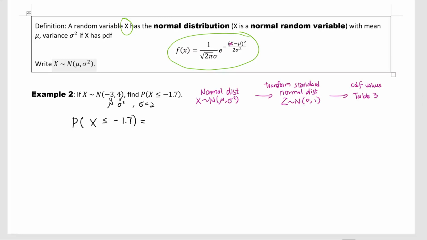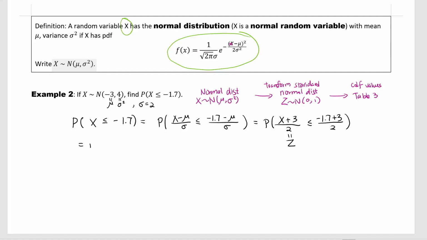So what do we do to the x? We subtract mu and then divide by sigma. We do the same operation to the negative 1.7. Our mu is -3, so it's x plus 3 over sigma, and sigma is 2. We add 3 and then divide by 2. Now this is the z. So we get P(Z less than or equal to (3 minus 1.7) over 2). 3 minus 1.7 is 1.3, and 1.3 divided by 2 is 0.65.